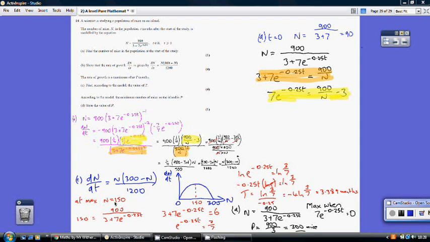So I'm substituting n being 150 back into the original formula for n, and that gives me this. So multiplying by the denominator, dividing through by 150, then taking away 3, dividing by 7, I can get to e to the minus 0.25t equaling 3/7. So if I then ln both sides and use the power rule, I get minus 0.25t equaling ln 3/7. So t equals ln 3/7 over minus 0.25, which is 3.389 months.